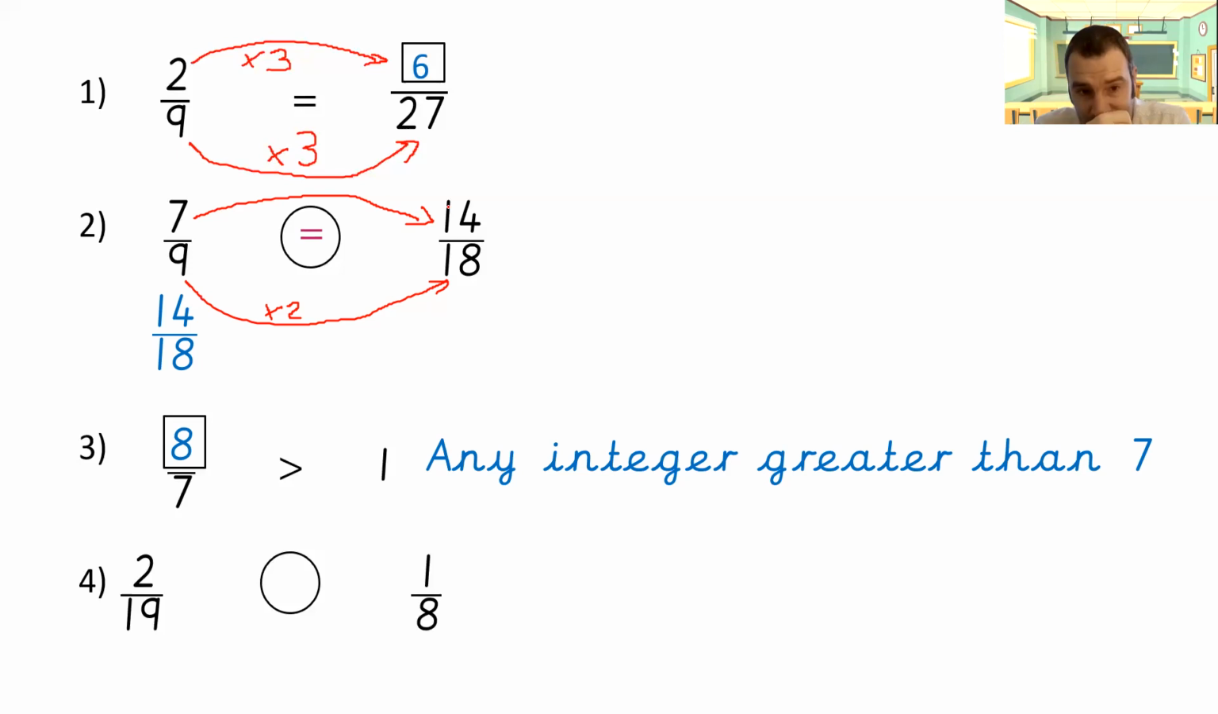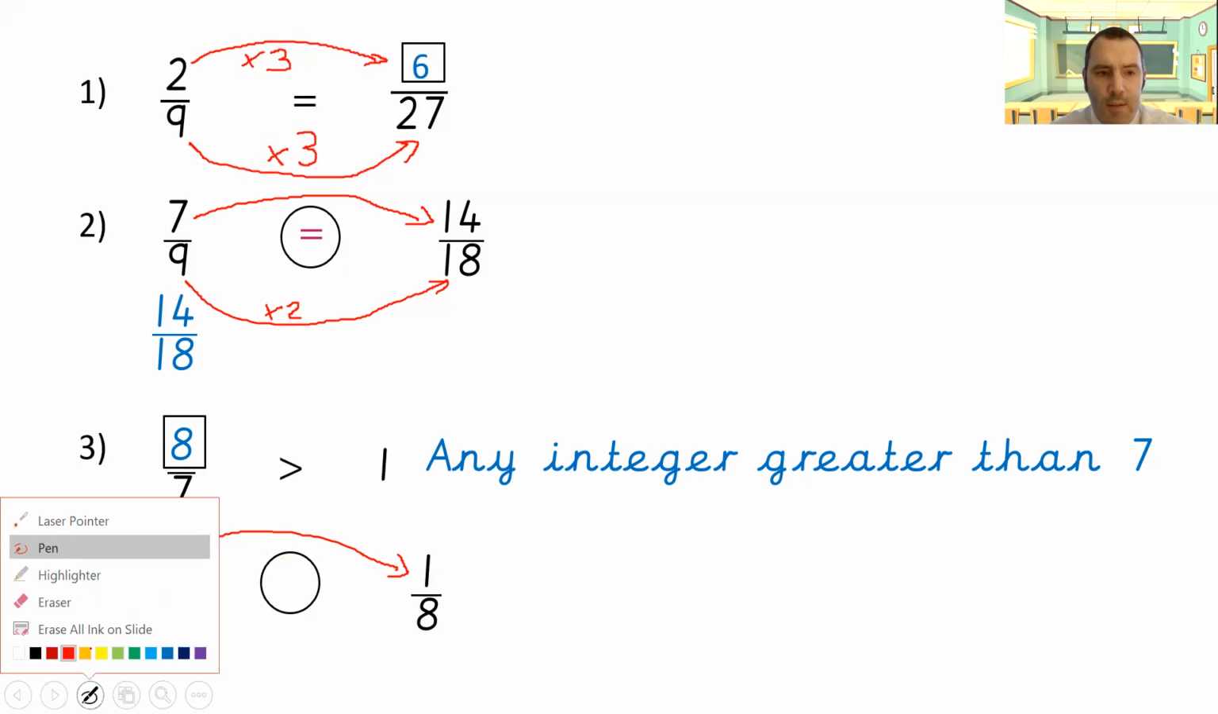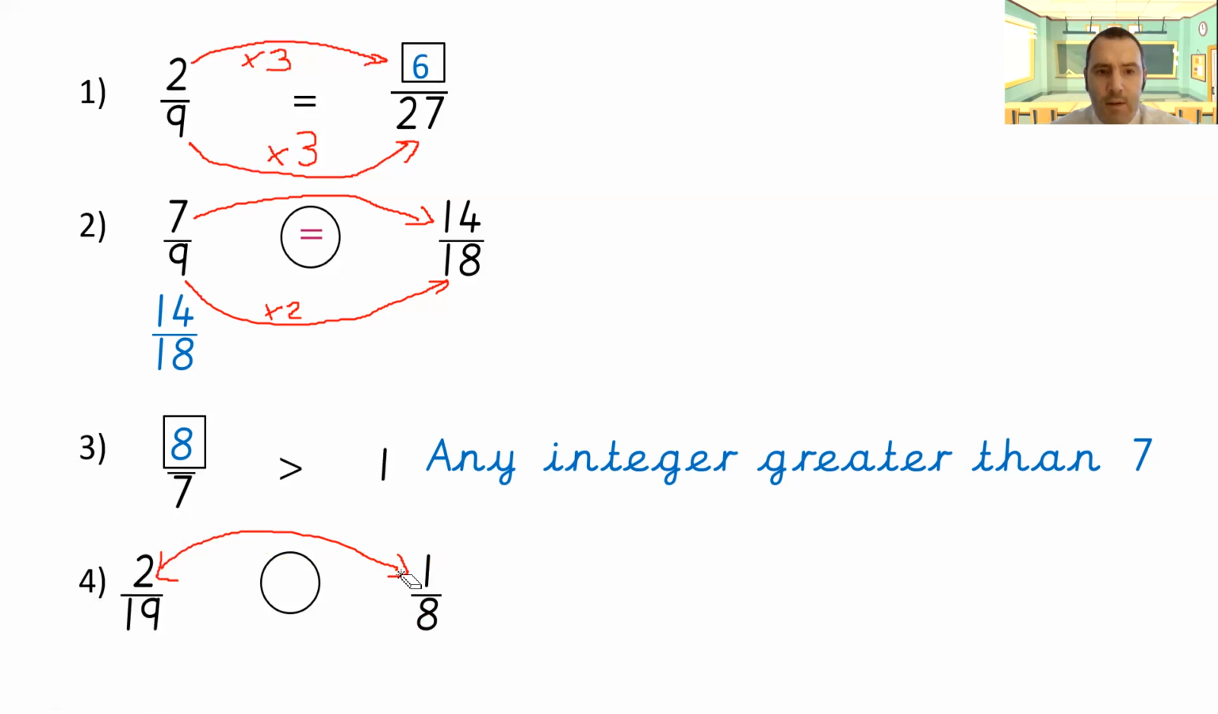Now, number 4. It's really tricky to make my denominators equal. I'm going to end up having to multiply 18 by 9 and getting myself in a bit of a muddle. I can do it a much simpler way. I can look here. What do I need to do to make this equivalent to this? I'm just going to take this arrow off here, because otherwise I'm going to end up confusing myself.